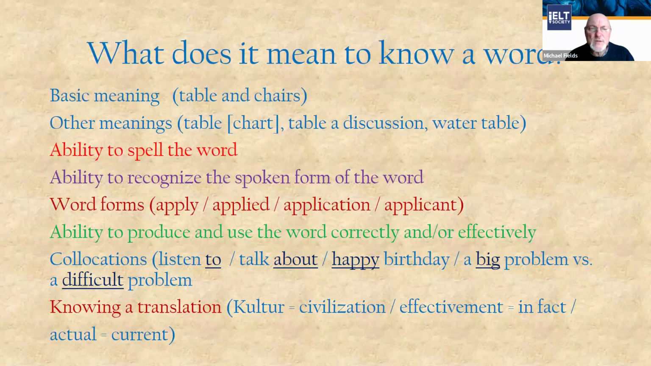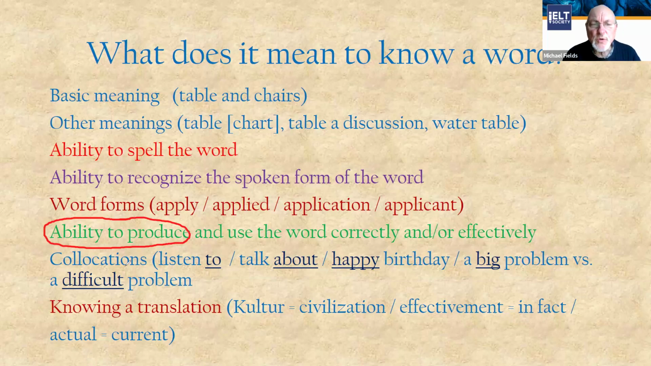Do we want our students to recognize or use the word forms? I just gave the example of apply, applied, application, applicant. Are we expecting them to be able to know these forms, or are we only working on one form? And again, up to this point, I've been talking mainly about recognition, which is a really major point. But here, let's turn to production. Are we looking only for recognition, or are we expecting our students to be able to produce the word and use it correctly, or use it effectively?